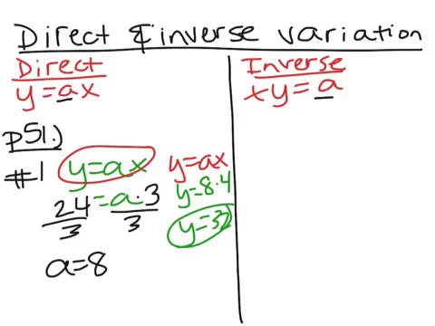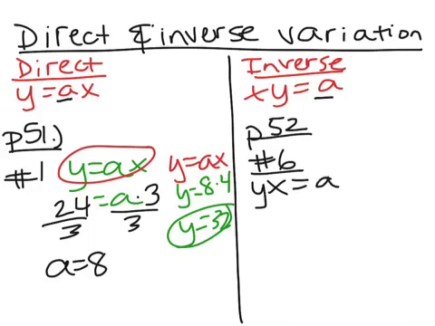Alright, so if you turn to your packet on page 52, and you look at number 6, you have the same type of problem, except that it's saying that it's varying inversely. So that means I'm going to start with yx or xy equals a. And it says y equals 24 and x equals 12. Find y when x equals 24.